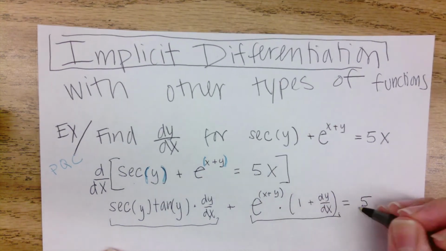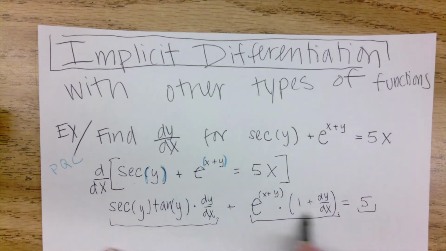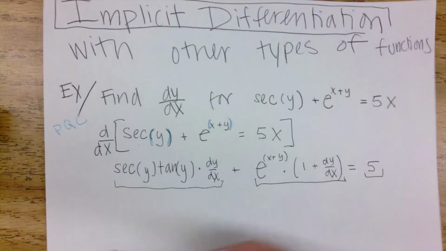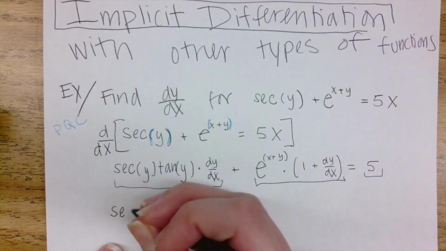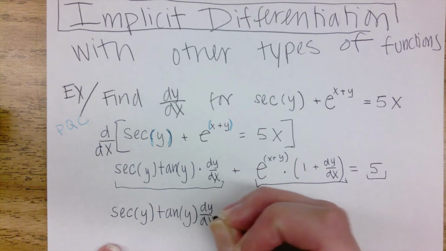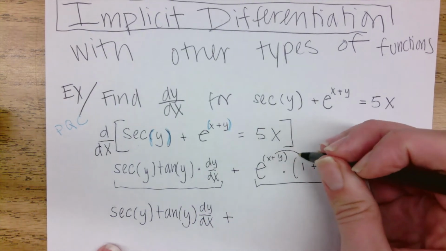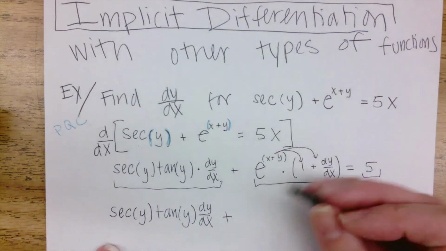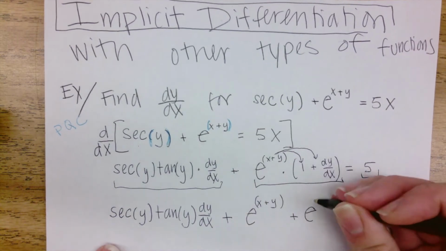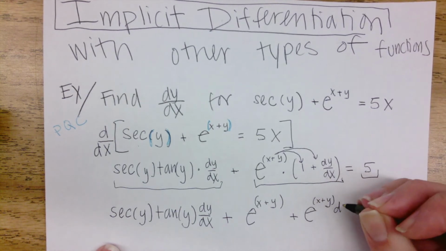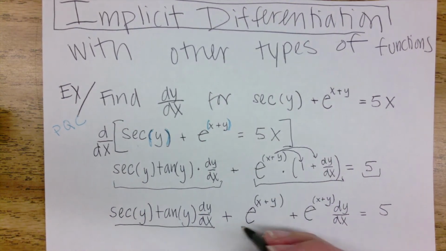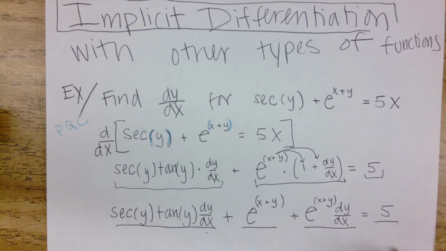At this stage, I have 3 terms, but there's some factoring going on here. So in order to solve for dy/dx, I'm going to need to distribute e to the x plus y. The next line of my solution is secant of y, tangent of y, dy/dx, plus I'm going to distribute e to the x plus y to each of these terms. I've got e to the x plus y times 1, e to the x plus y, plus e to the x plus y, dy/dx, which equals 5.